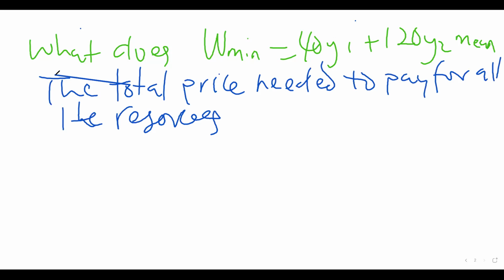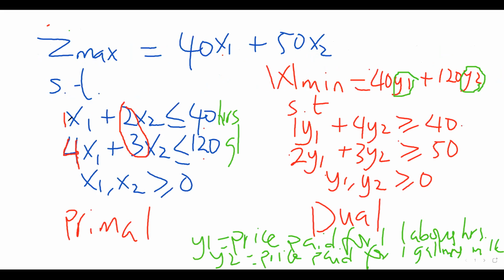Okay. So we've been able to explain this objective function. And of course, if it is a total price that you pay for using the resources, your goal will be to minimize those costs, those prices, the input prices. Now let's go to the next one. What does the first constraint mean? Let me just go back to the constraint. What does this first constraint mean?